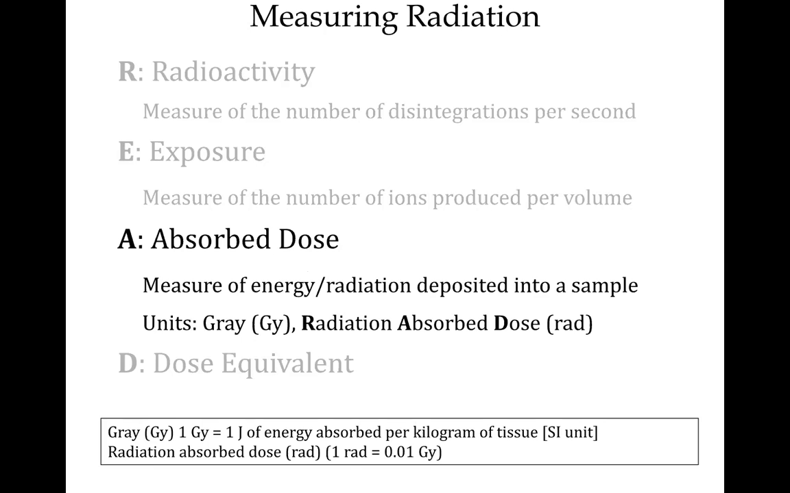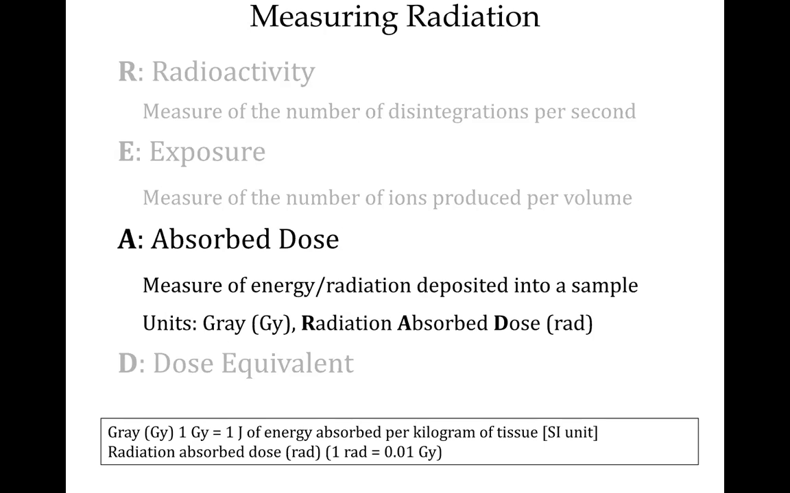Next, we have absorbed dose. This is going to be the measurement of radiation directly deposited into a given sample. Okay, so now we're really honing it in and getting more and more focused. We were just looking at the beginning with radioactivity, just what's happening with that radioactive material in a given time. Now we're really looking at how much radiation is going into some amount of matter, right?